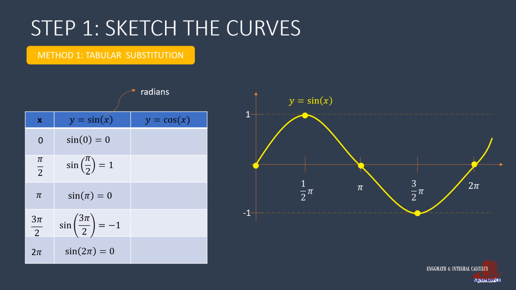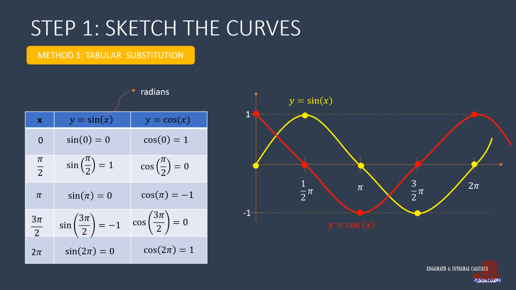Do the same substitution with the other function, y is cosine of x. If x is 0, y is cosine of 0, which is 1. If x is half of pi, y is cosine of pi over 2, which is 0. Then if x is pi, y is cosine of pi, which is negative 1. There is also x as 3/2 of pi, giving y as 0. Then, if x is 2 pi, y is cosine of 2 pi, which is 1.